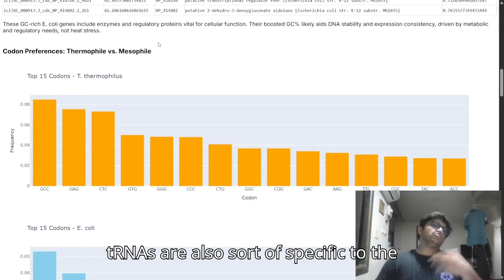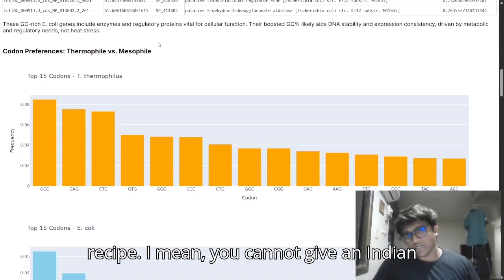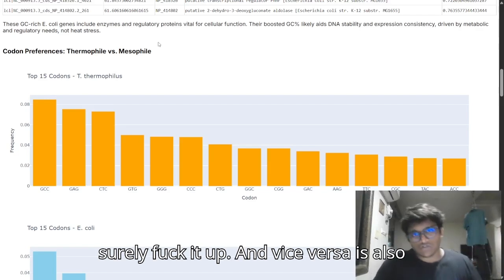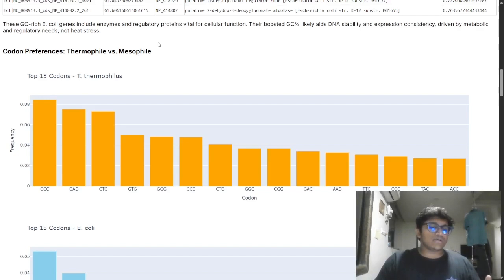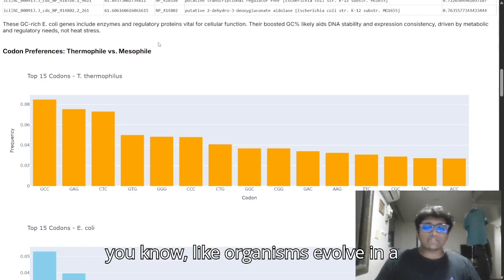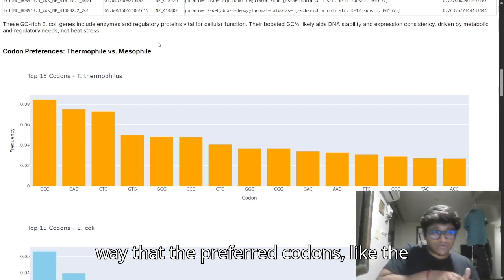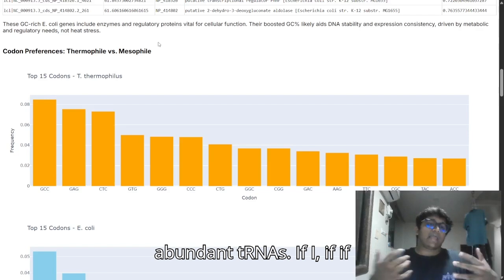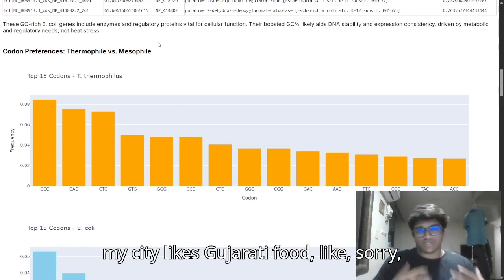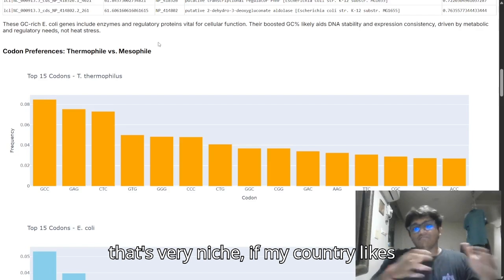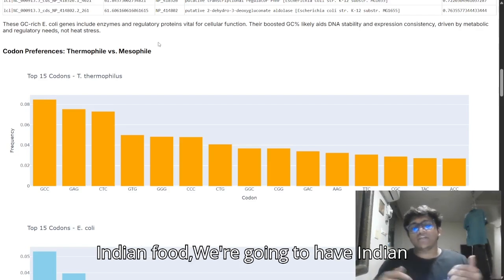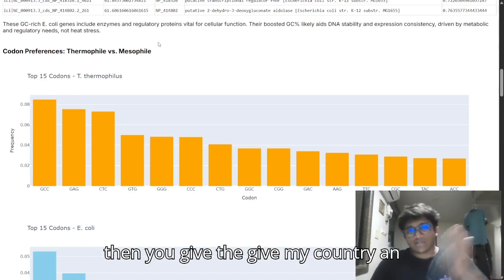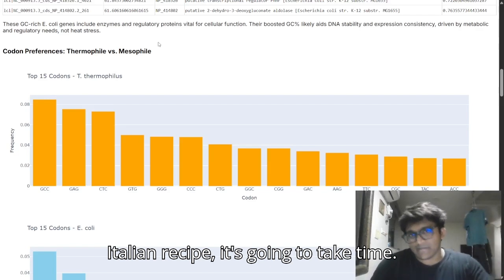But the tRNAs are also specific to the recipe. You cannot give an Indian recipe to an Italian chef. He's going to surely mess it up, and vice versa is also true. So organisms evolve in a way that the codons they prefer match their most abundant tRNAs. If my country likes Indian food, most of the chefs are going to be Indian. But then you give my country an Italian recipe, it's going to take time.